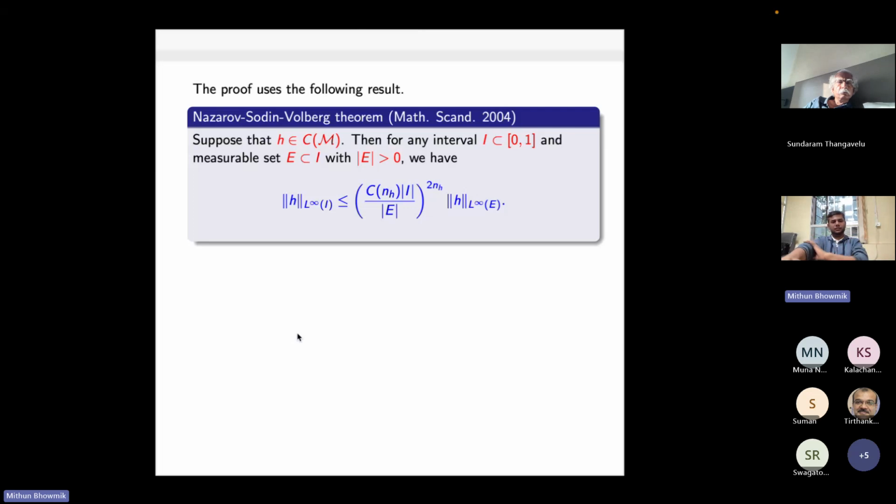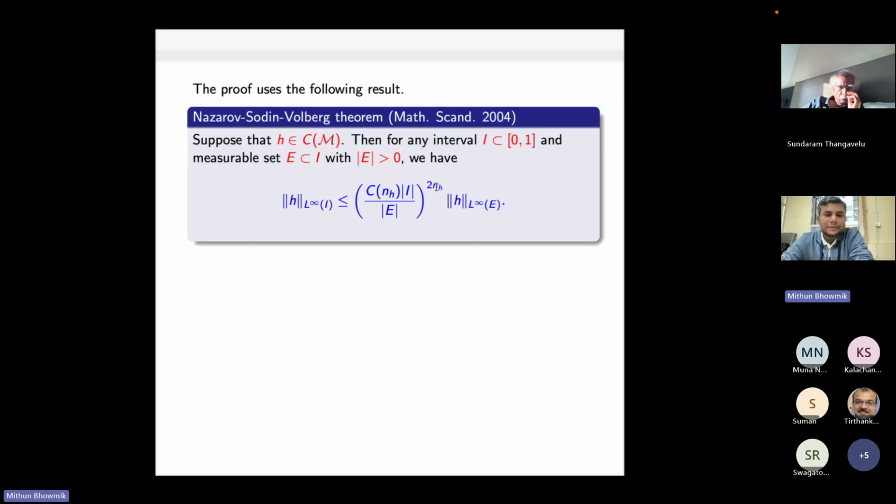This is the result of Nazarov, Sodin, and Volberg, which appeared in 2004. It says that whenever we have a function that belongs to a quasi-analytic class, this class I have already defined: its nth derivative is controlled by the sequence M_n. Now, whenever we have an interval 0 to 1 and E is a subset of that interval, we can control the L infinity norm of the function h from its behavior on the set E.